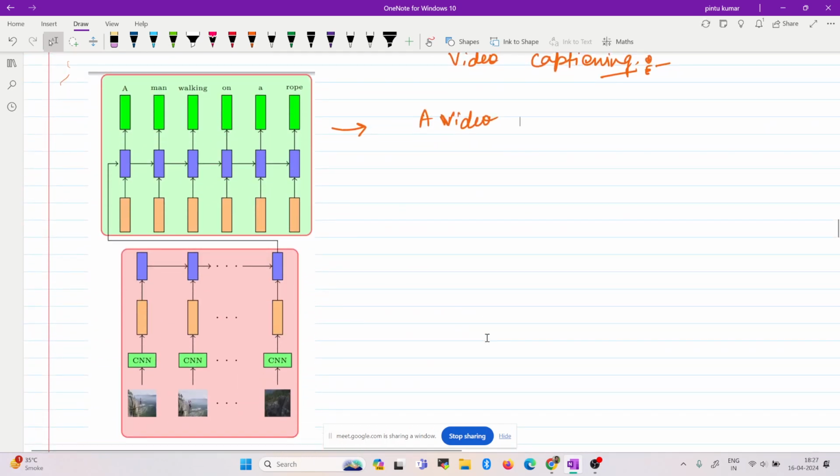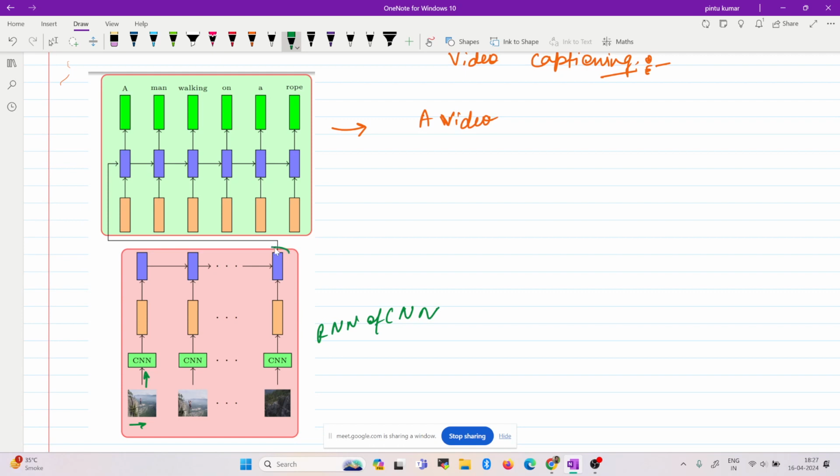Okay, so how do we process this kind of thing? So now you have a sequential thing, right? Because in videos you have different frames, and every element of that sequence is an image. Okay, so every image would be passed via CNN, and this would be connected in an RNN kind of fashion. Okay, so this is RNN of CNN that you can see.